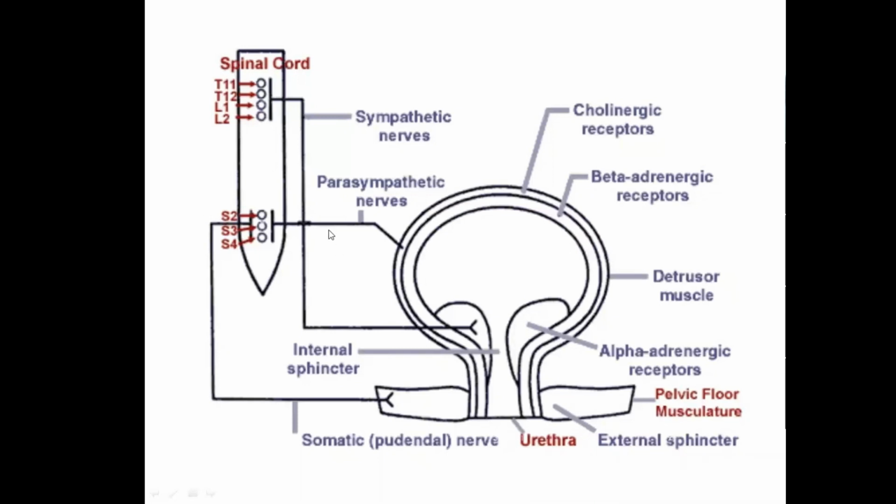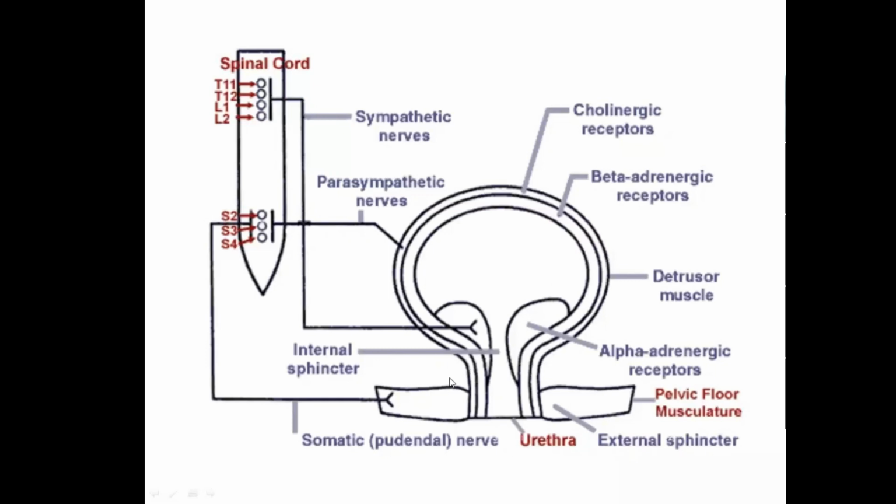So the sympathetic and parasympathetic nerves innervate the bladder. The main work is by the parasympathetic. Sympathetic is a little bit of sympathy in controlling the bladder. Otherwise, the main innervation is by the parasympathetic. And the parasympathetic has cholinergic receptors, and sympathetic has beta adrenergic receptors at the detrusor level and alpha adrenergic receptors at the smooth muscle sphincter level.